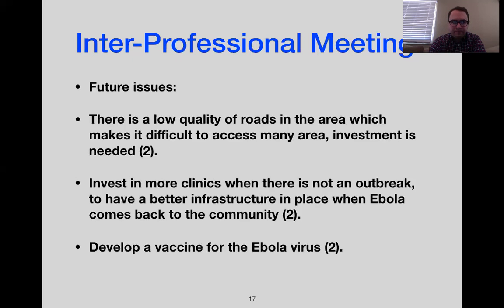More future issues: there is a low quality of roads in the area, which makes it difficult to access many areas. So investment is needed to ensure better access to different parts of the community, and also to invest in more clinics where there is not an outbreak, just to have better infrastructure in place when Ebola comes back to the community. Because if you already have isolation rooms in these clinics, you don't have to put up all these tents and things like that. You already have infrastructure in place for these patients.